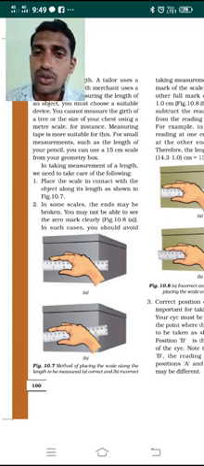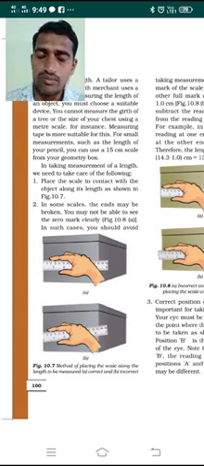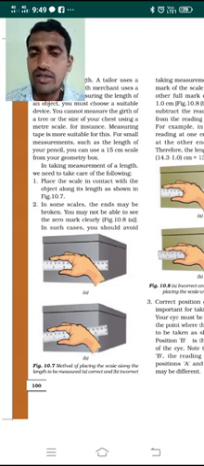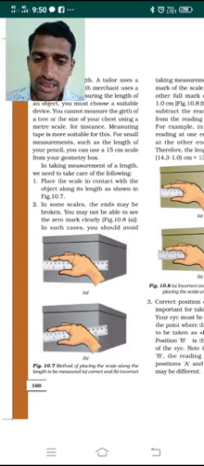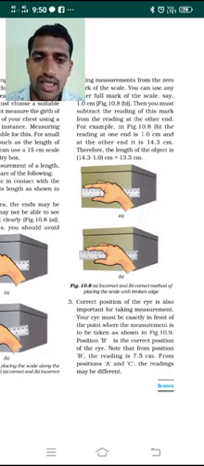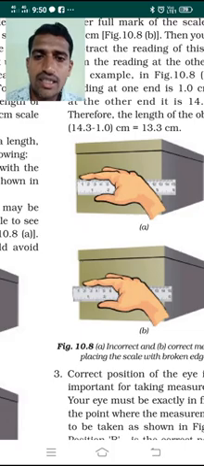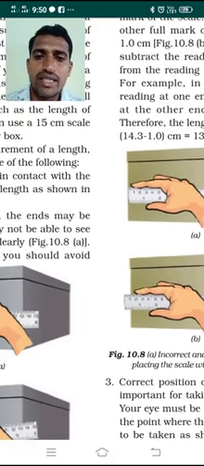We should take the measurement from the 0 mark, but if that part is damaged crosswise, then how do you take it? Will you start from 1 centimeter onwards, or 2 centimeters onwards, or 0.5 mm onwards? How will you take it? In such a case you may not be able to see the 0 mark clearly. Look at figure 10.8a. Here the 0 mark is not exactly there; a little part is broken.